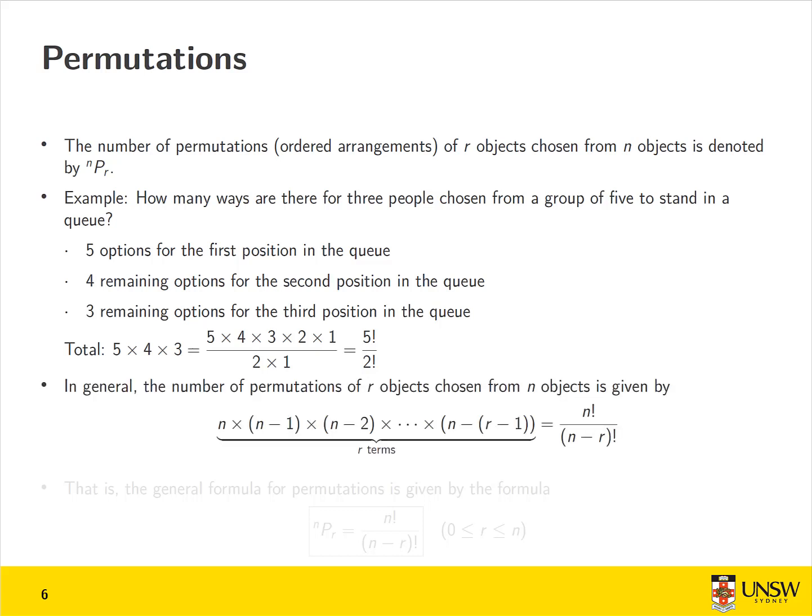We can see now that in general, the number of permutations of R objects chosen from N objects is given by the product of N, N-1, N-2, and so on, until R terms have been multiplied together. In terms of factorials, this is given by N factorial divided by N-R factorial. So for any R between 0 and N, we have a general formula for NPR in terms of factorials.